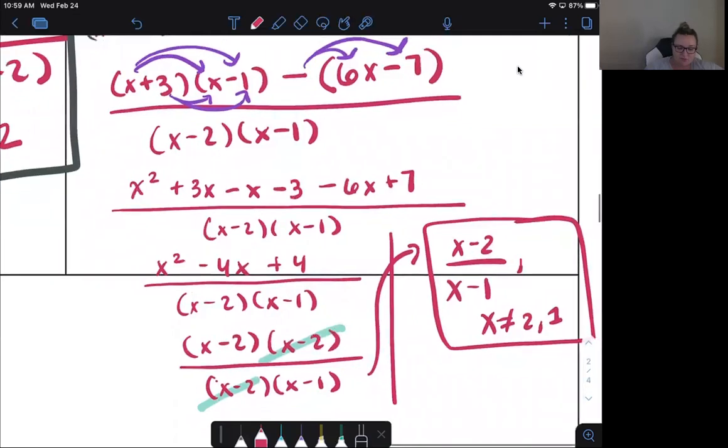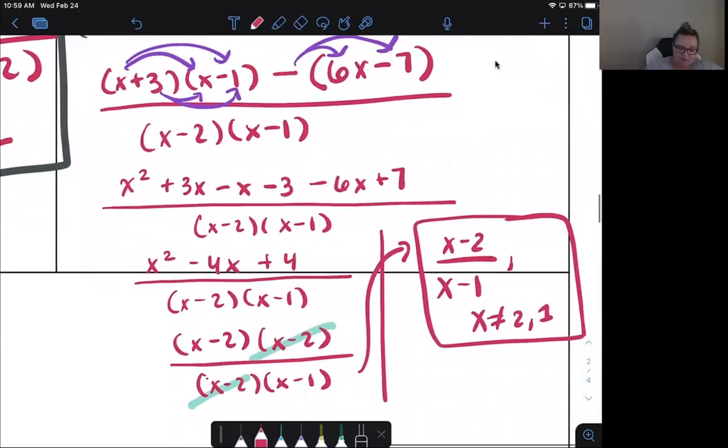All right, so I multiplied that out. I got x squared plus 3x minus x minus 3 minus 6x plus 7, which simplified to x squared minus 4x plus 4, which factored to x minus 2 times x minus 2. X minus 2 divided by itself is 1, so I was left with x minus 2 over x minus 1, and x can't be 2 or 1. So hopefully our answers match.